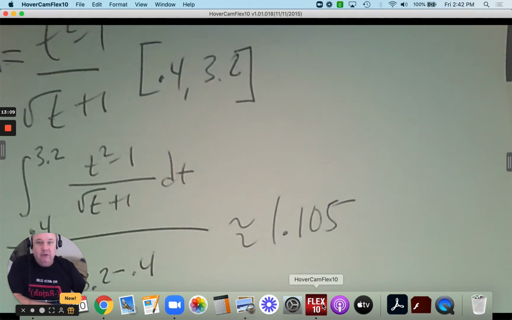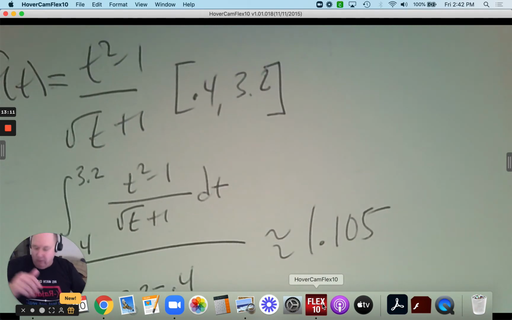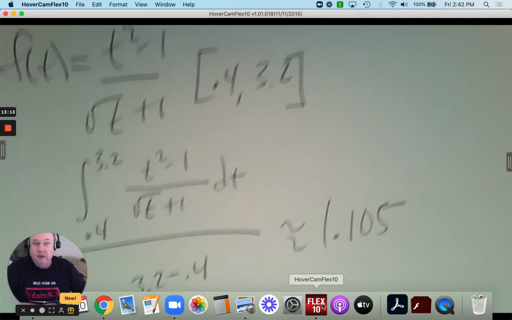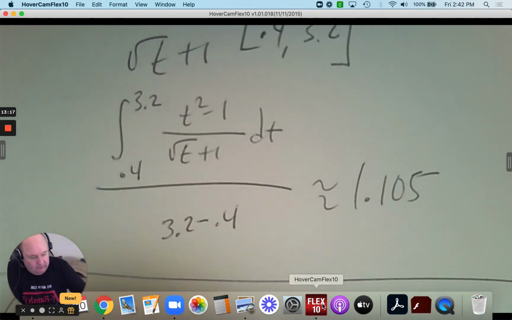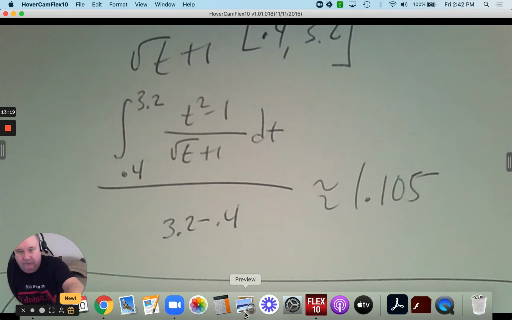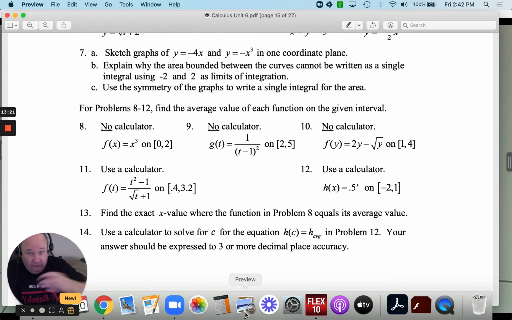So the average value of that function from 0.4 to 3.2 is 1.105. Number 12. Use a calculator again. Find the average value. So I'm going to integrate from negative 2 to 1, 0.5 to the x dx, and then 1 subtract negative 2. Subtract the bounds. So this is what it looks like.